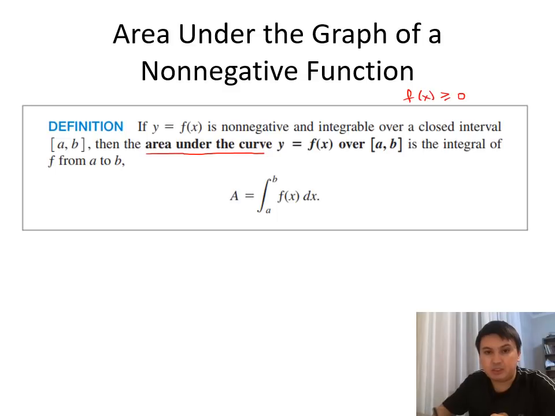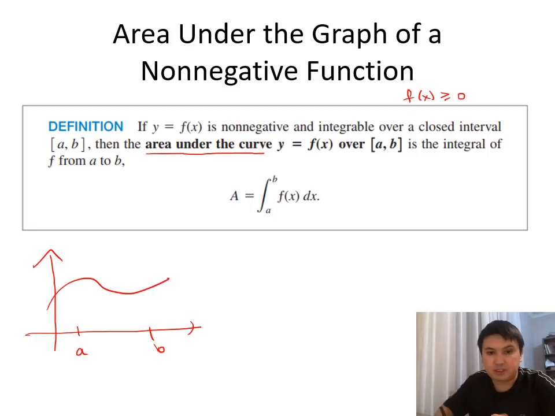And what does it mean under the curve? Well, I need to sketch, here's my a, here's my b, I need to sketch an f of x above the x-axis, right? Because it's bigger than or equal to 0. So it might be some function like this. So that's my y of x. And area under the curve means the area bounded between this curve and the x-axis, okay? So that's the area that I mean.